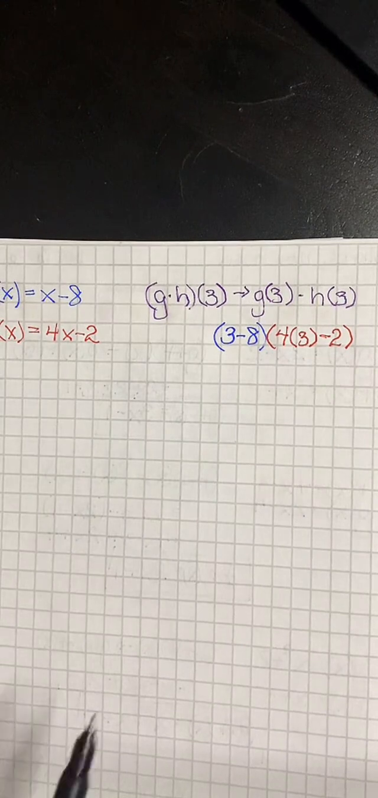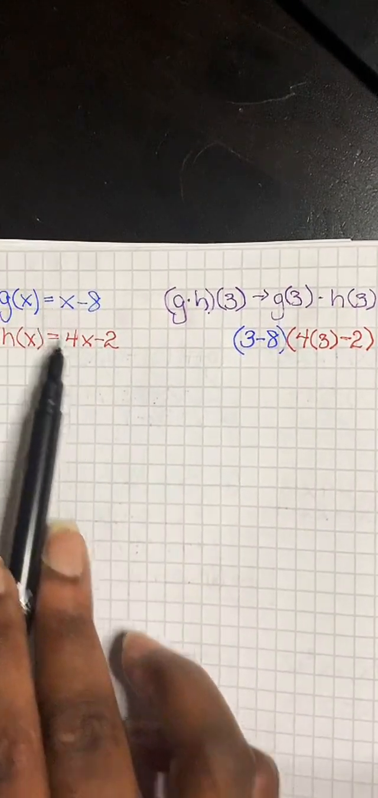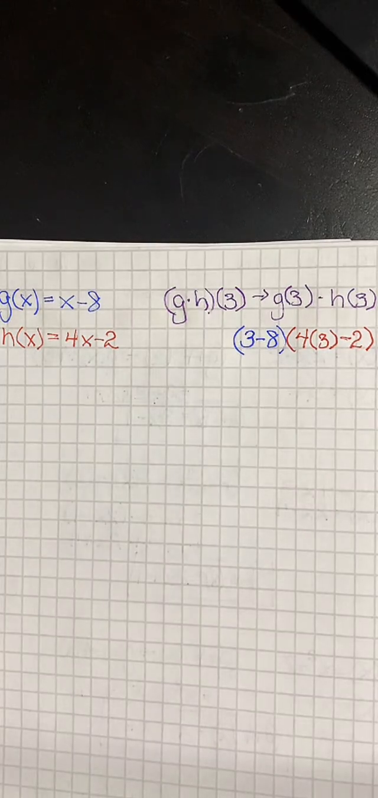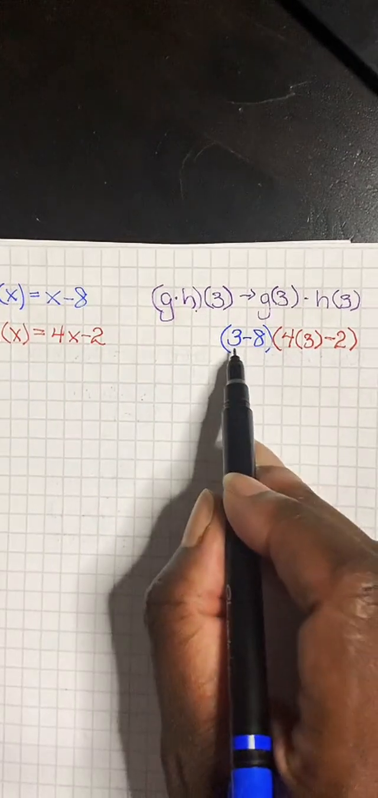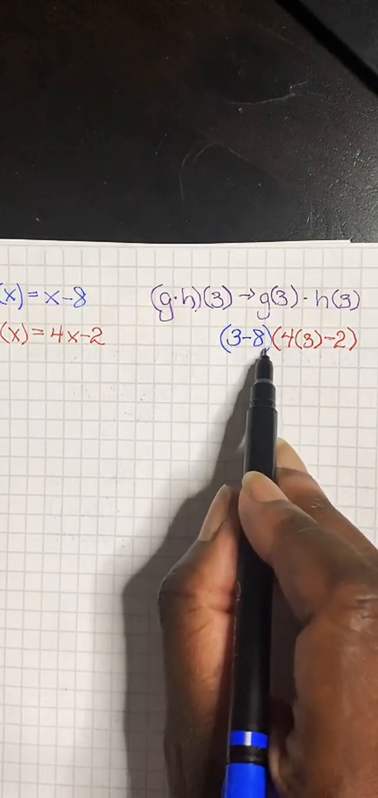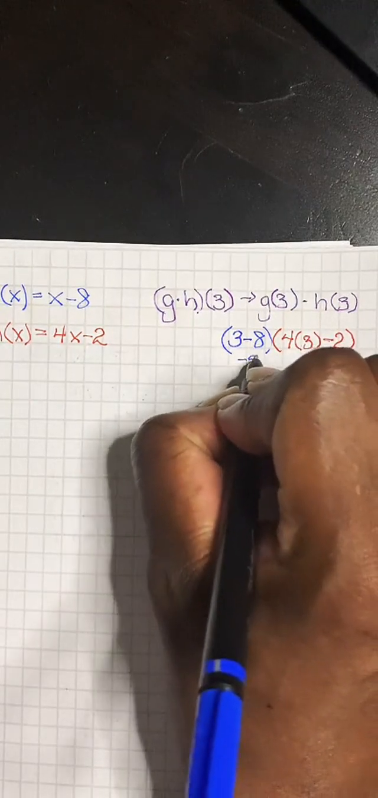Okay, so all we did was substitute the 3's in for the x's of our expressions. So now we just want to do a little bit of cleanup. So 3 minus 8, that'll give me a -5.